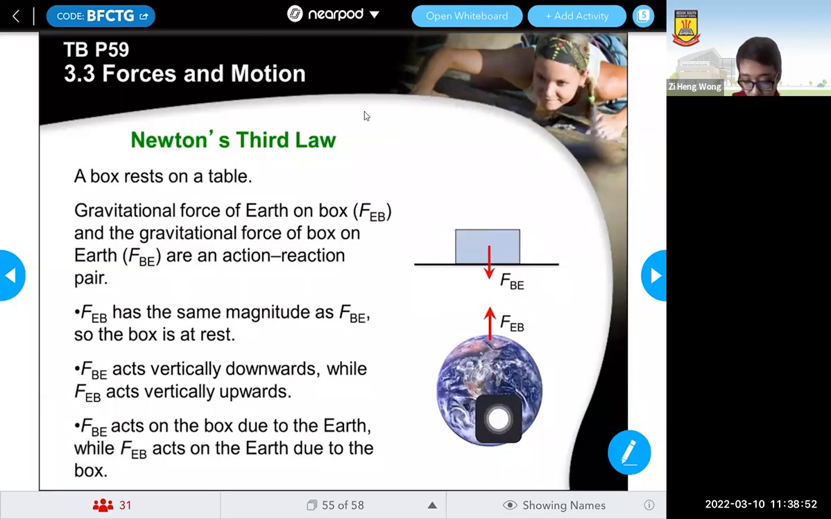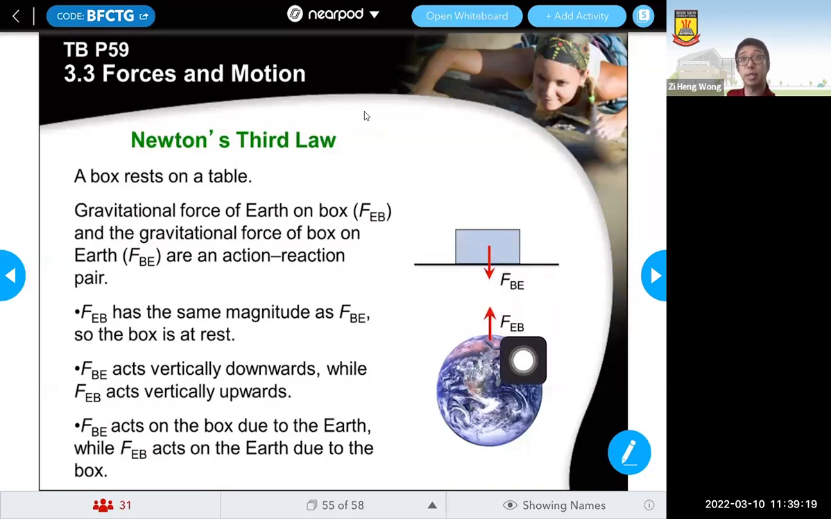Okay, the earth is acting a force on the box, pulling the box towards itself. So if the earth is pulling the box towards itself, by Newton's third law, it also means that the box is also pulling the earth towards it. So it acts an equal and opposite force on the earth. But then you'll be wondering, how does that make sense? I don't see the earth moving nearer to the box.